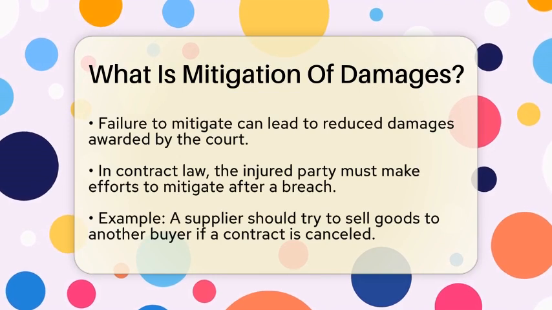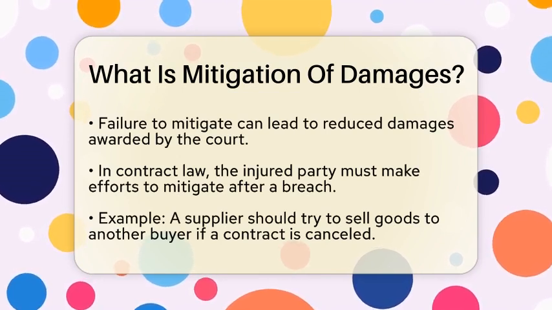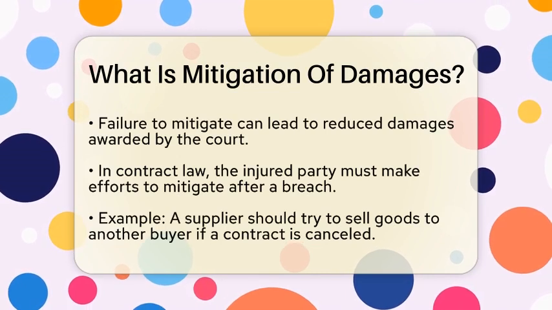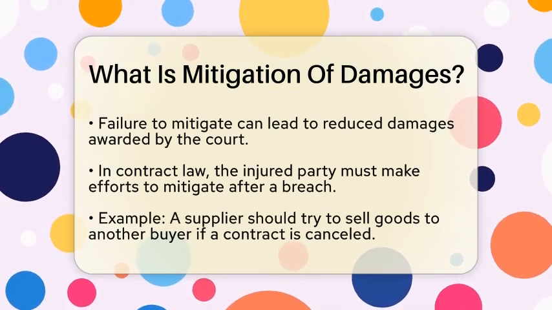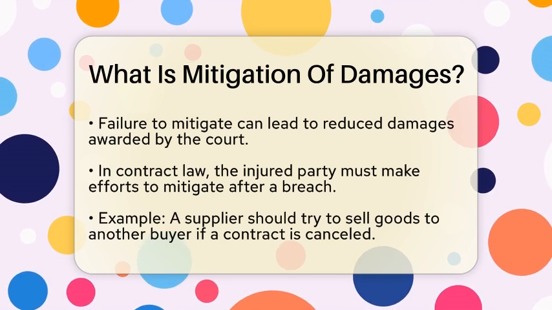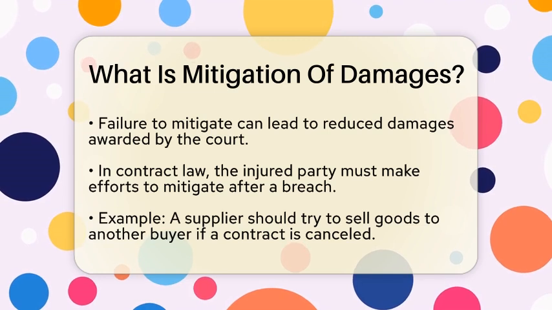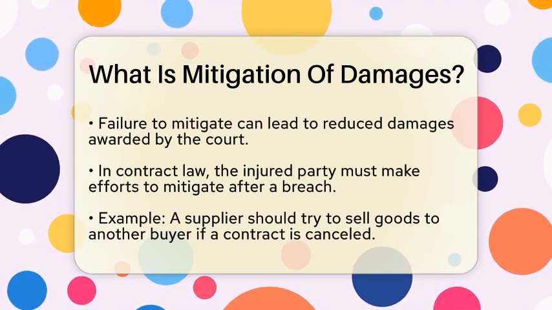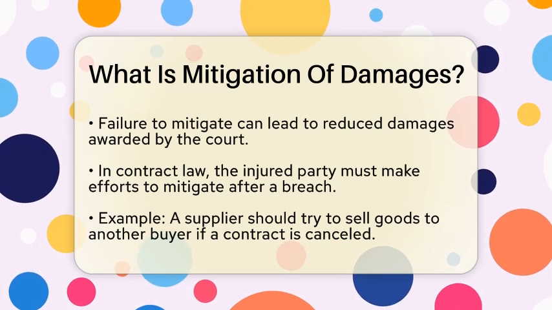In contract law, when one party breaches an agreement, the other party must make reasonable efforts to mitigate their damages. For instance, if a company cancels a contract with a supplier before the goods are delivered, the supplier should try to sell those goods to another buyer. If they do not make this effort, they may not recover the full amount of damages from the breaching party.